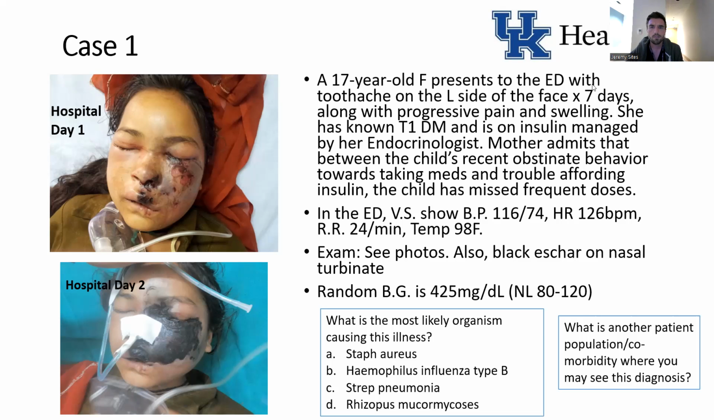In the emergency department, vital signs show normal blood pressure for age, heart rate elevated at 126, respiratory rate elevated at 24, temp normal at 98. On the exam, you see the photos here on the left side on hospital day 1. When you're looking into the nares, you also notice a black eschar on the nasal turbinate. On initial point of care labs in the emergency department, your team grabs a random blood glucose and it's elevated at 425. So, question: what is the most likely organism causing this illness? Staph, Haemophilus type B, strep pneumo, or Rhizopus mucormycosis.